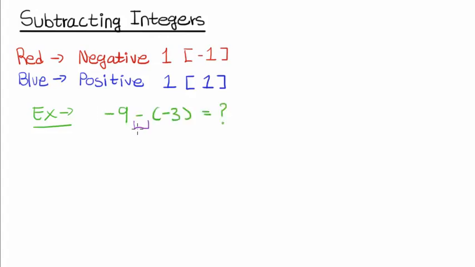Before we begin the solution to this problem, we can loosely translate the subtraction sign, which is this minus right here, as this. Okay? We can represent this problem verbally as you having -9, then I am taking away -3 from you, so what are you left with? So, let's draw circles to help us solve this problem.